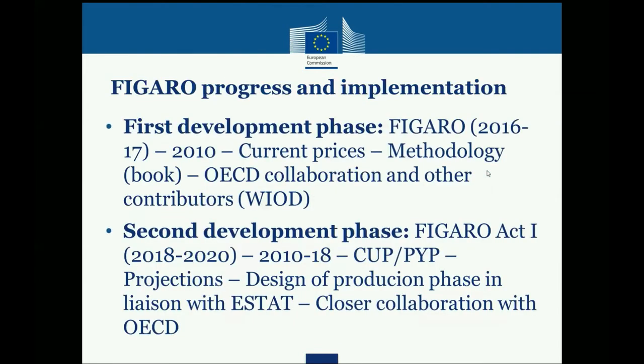The first Eurostat attempt to compile the Figaro tables included only 1 year, 2010, at current prices for the EU28, including UK and only one non-EU country, that is United States. We received extensive support from the OECD and the wider compilers to develop the Eurostat's own strategy, which is described in a book published in 2019.